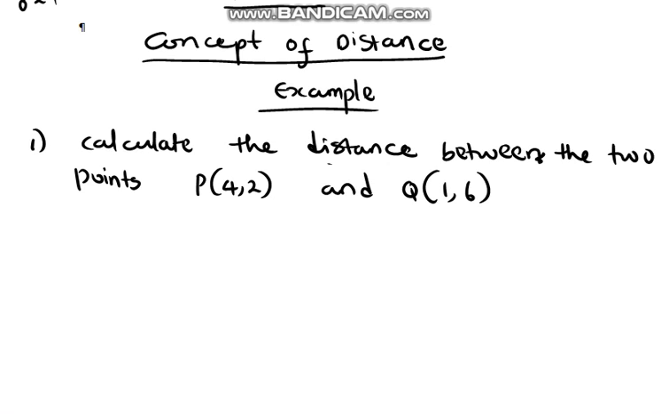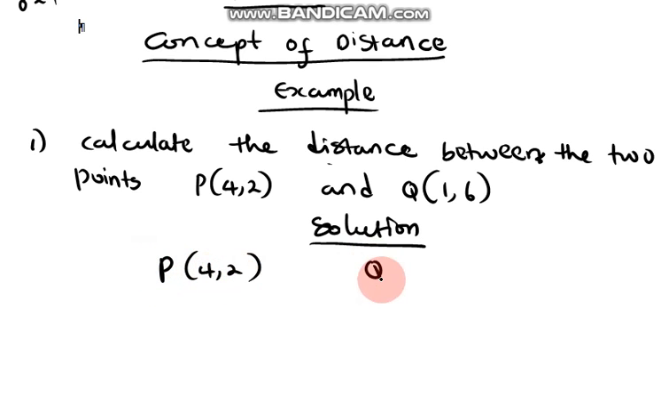So we have a question here. Number 1 says that we should calculate the distance between the 2 points P 4,2 and Q 1,6. Now this question is very simple to solve. What you have to do is write your formula out, and then you know which one is your x and which is your y. The particle is moving from point P to point Q, so we can choose any one to be our x1. So we have P to be 4,2, and Q to be 1,6. So this is our x1, and this is our y1. And this is our x2, and this is our y2.